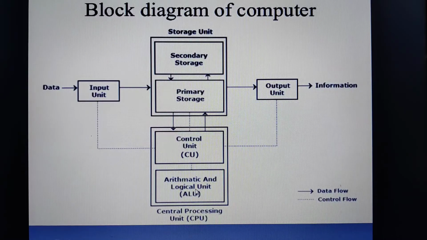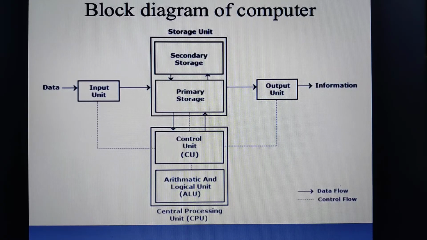The ALU will calculate, and that intermediate result, 6 into 3, might be stored in the primary unit. Then it will calculate again, 5 plus. So 6 into 3 will be calculated, then it will be added with the 5. Then the final result will be generated. Once the final result is generated, it will be stored in primary storage.